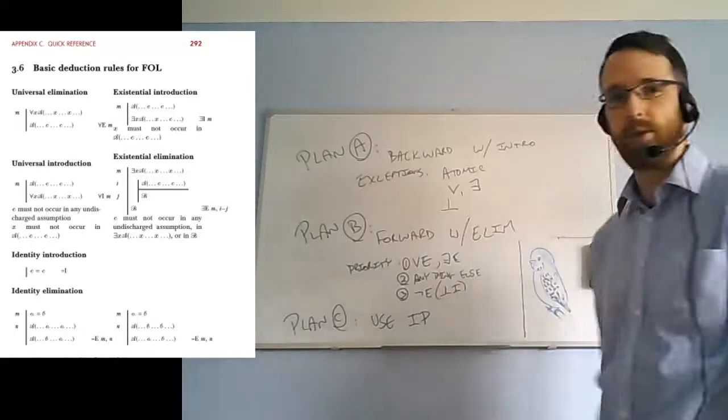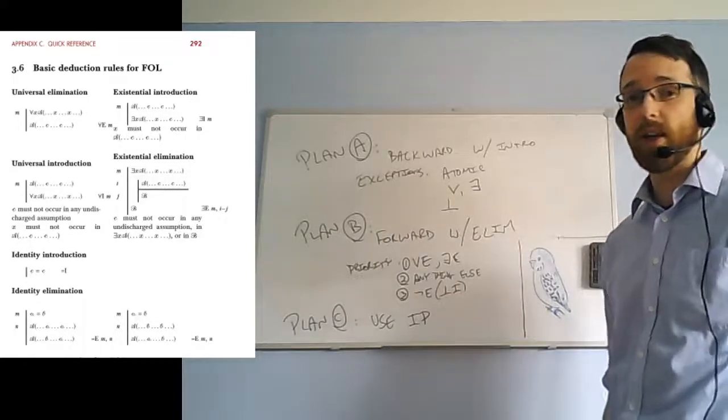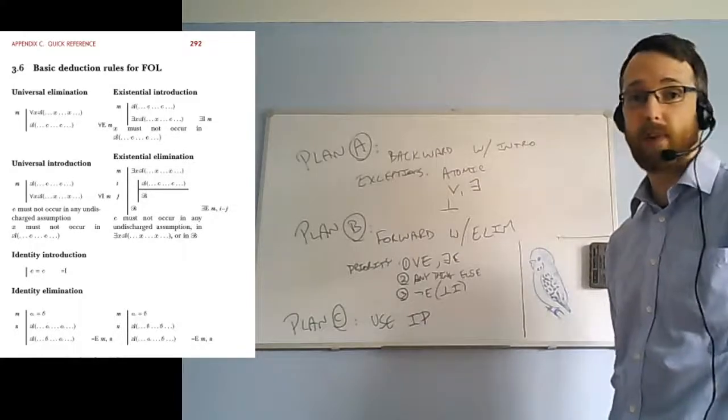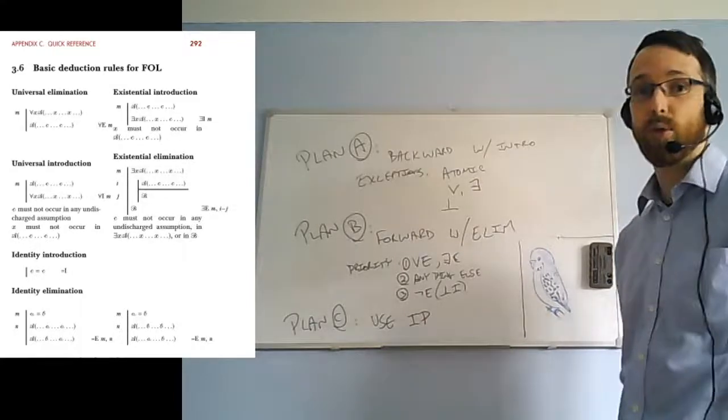Plan C is unchanged. Use indirect proof. That's it. You're going to use the same sequence of steps. You just have six new rules.